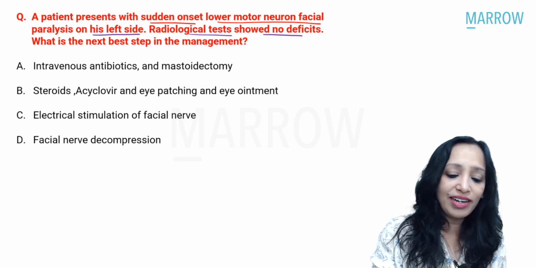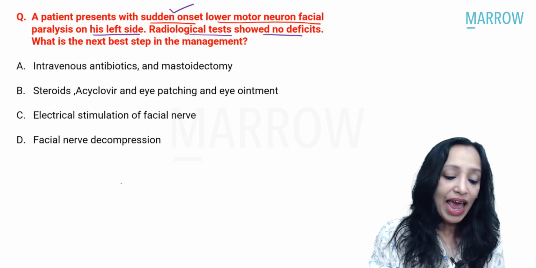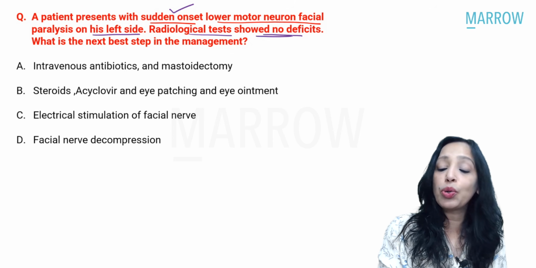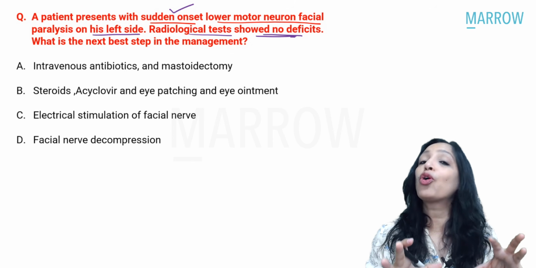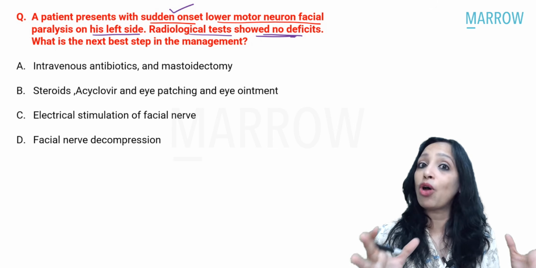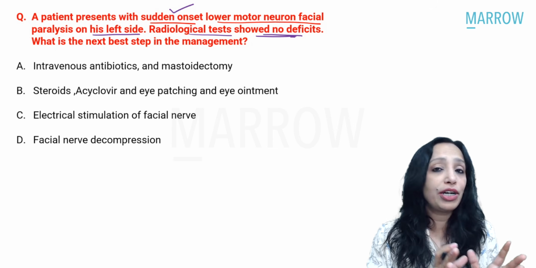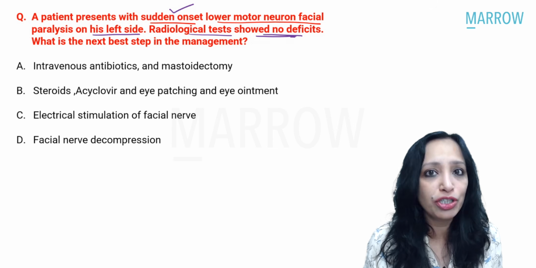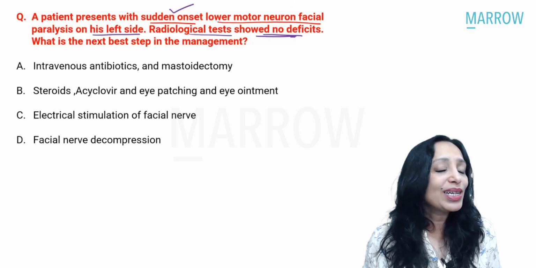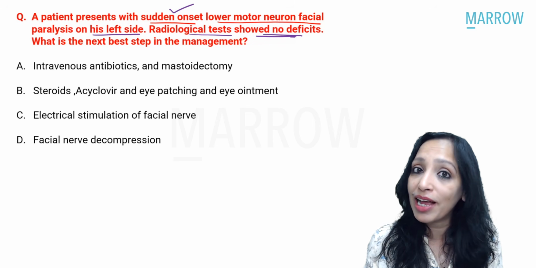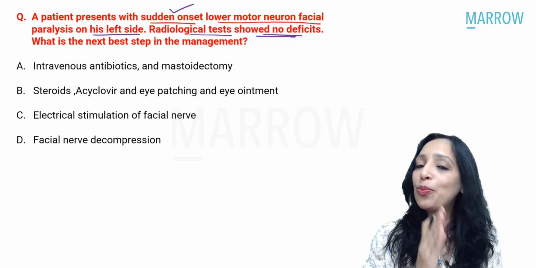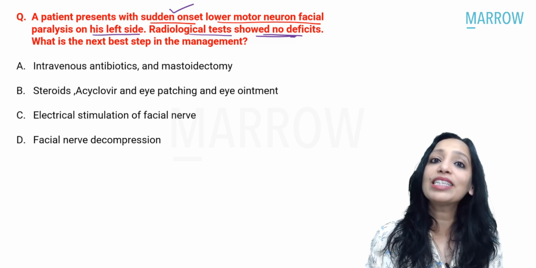And what is mentioned here is acute onset palsy, and the radiological test shows no deficit, which means that this is not a facial palsy which followed otitis media. Middle ear is normal. This did not follow trauma. The radiological test is not showing any fracture, right? So what is the diagnosis? Acute onset lower motor neuron facial nerve palsy which is idiopathic? Yes, that is Bell's palsy.